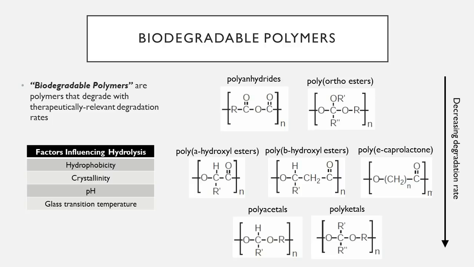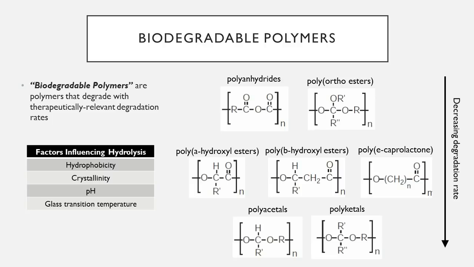A lot of the factors influence hydrolysis, and typically all these biodegradable polymers have degradation induced by hydrolysis as opposed to oxidative degradation. As I mentioned before, the factors that influence hydrolysis are hydrophobicity. Of course, the more hydrophilic a polymer is, the more it's going to degrade. Crystallinity hinders degradation. The pH, lower pHs tend to induce hydrolysis. And also glass transition temperatures. Things with a higher glass transition temperature degrade at slower rates compared to polymers with lower ones.